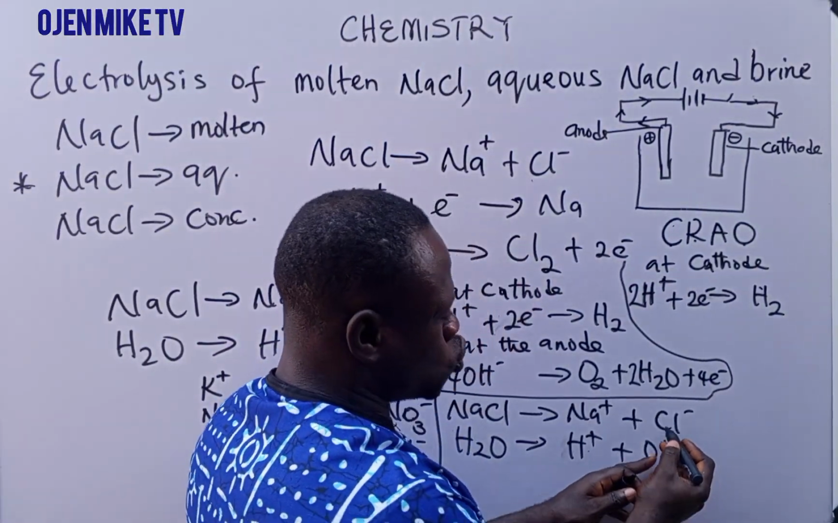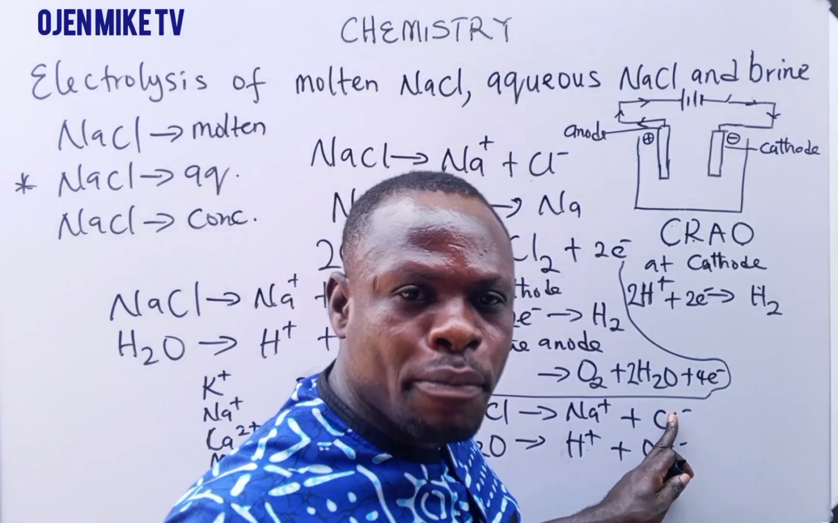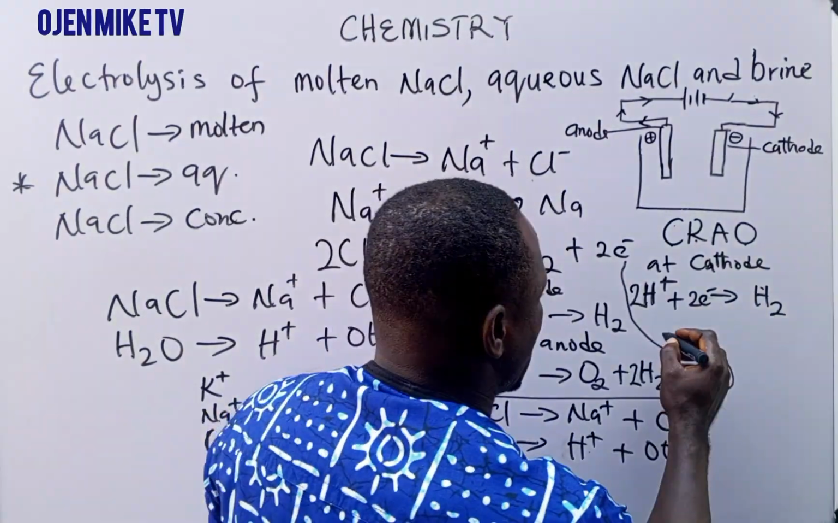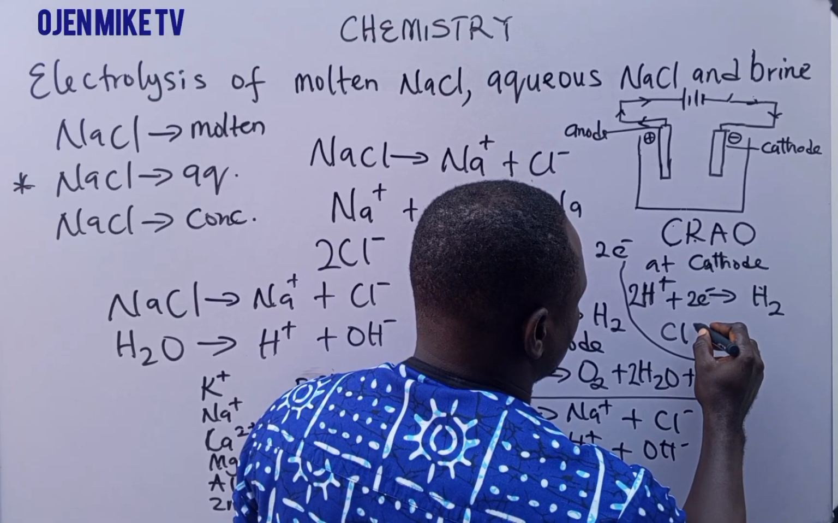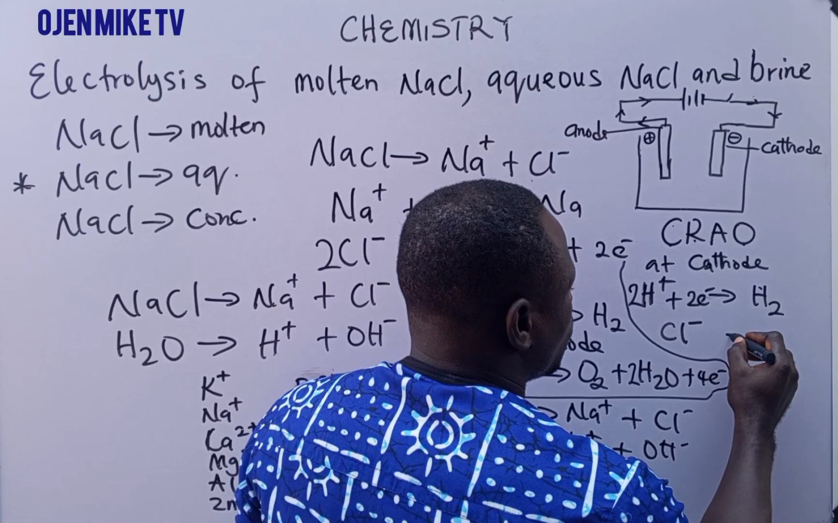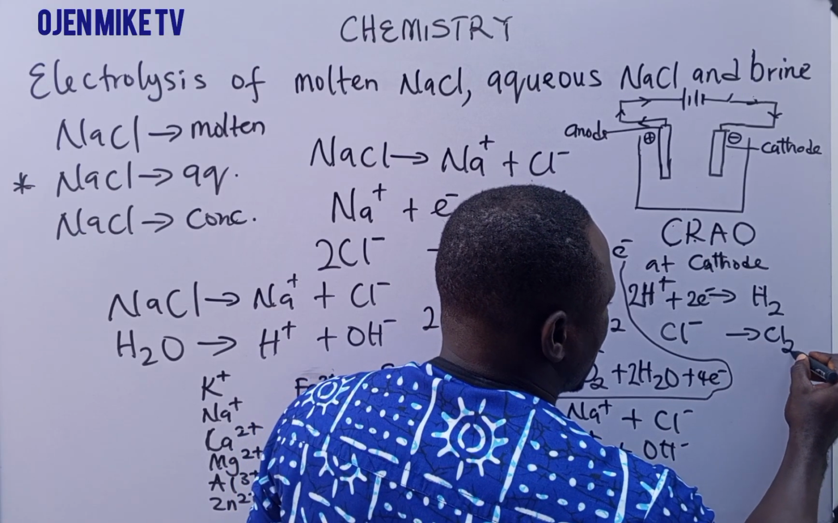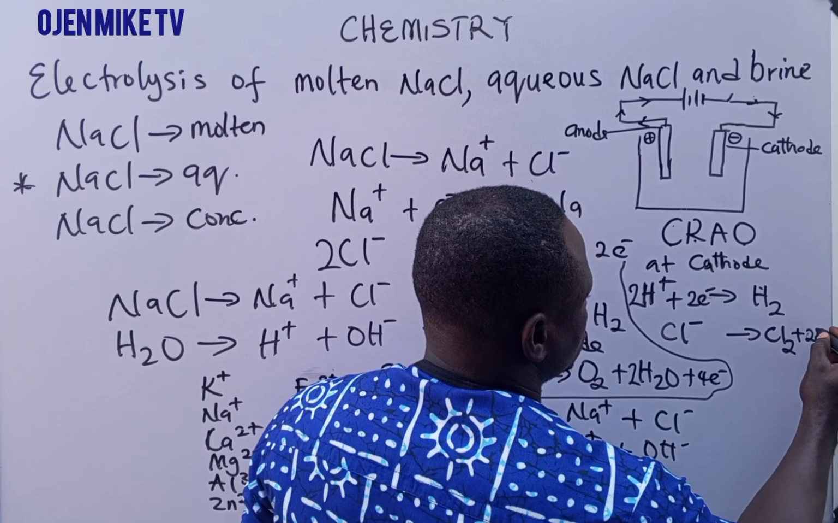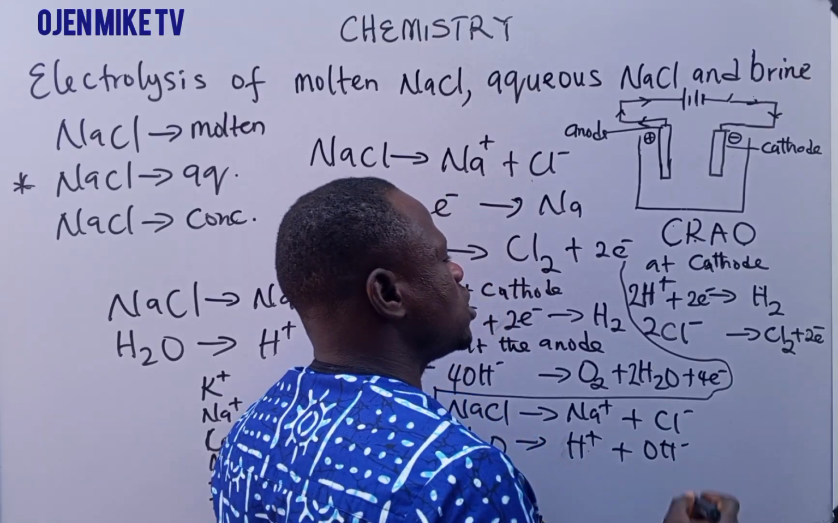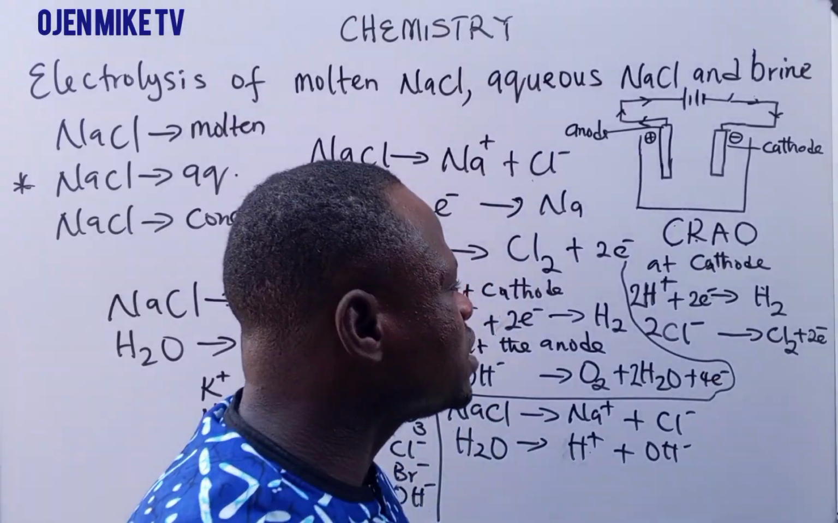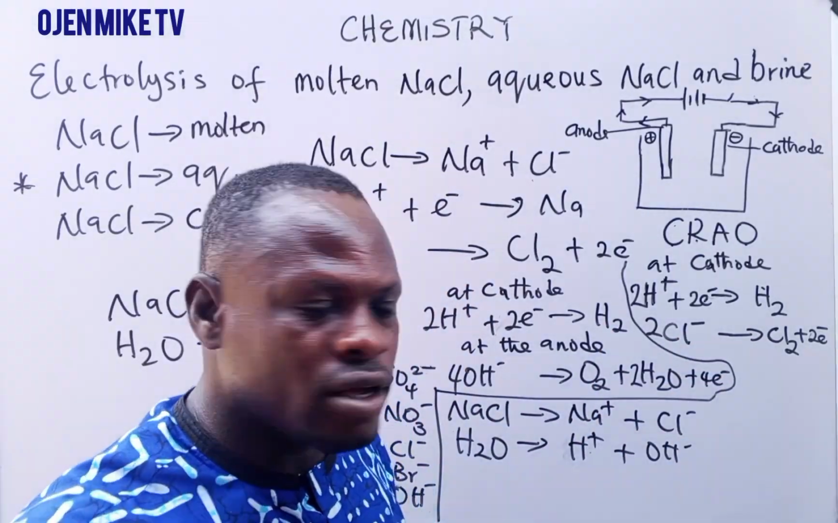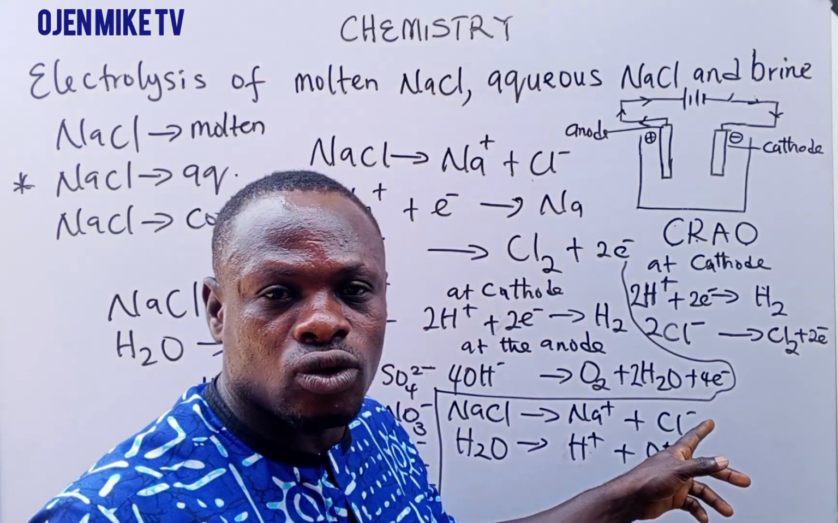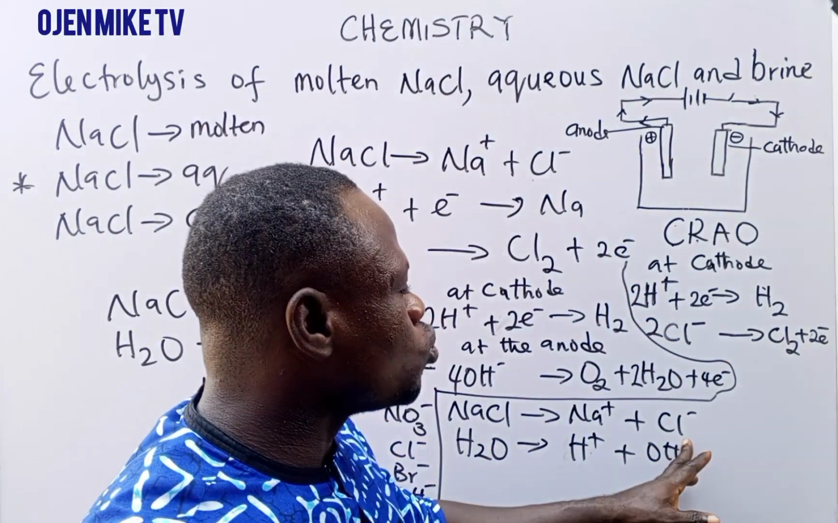Then at the anode, what will happen? At the anode, this one will be preferred to be discharged because it is in a concentrated form. Are you following? So we now have chloride ion, which will give you chlorine gas plus 2 electrons. Here will be 2. This is what will be formed during the electrolysis of brine, because the concentration here of chlorine is higher. That is why it will be preferred to be discharged.